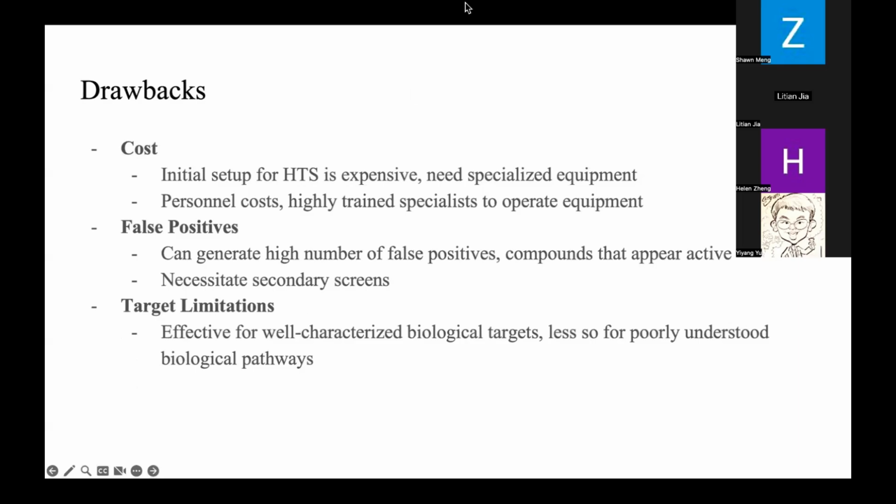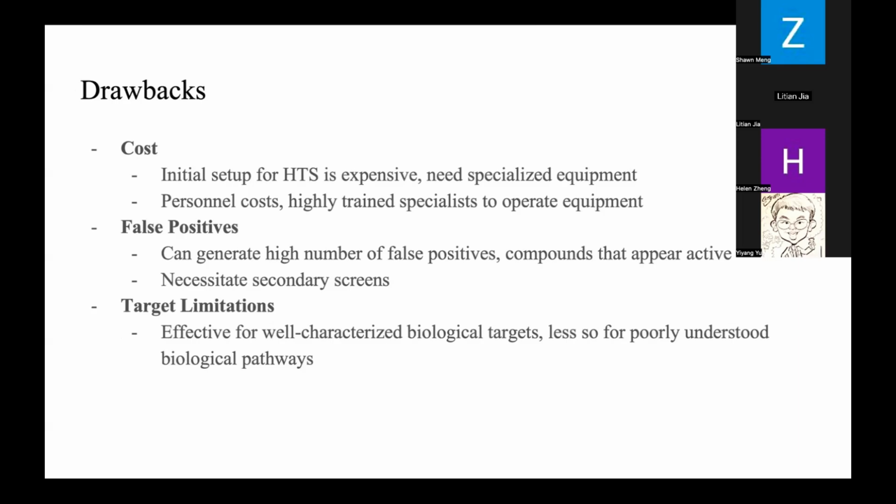For the drawbacks, a big one in the beginning is the cost. So initial setup for HTS is very expensive because you need a lot of specialized equipment. And then because it's such specialized equipment, you also need highly trained specialists to operate it. So there's also personnel costs to consider.